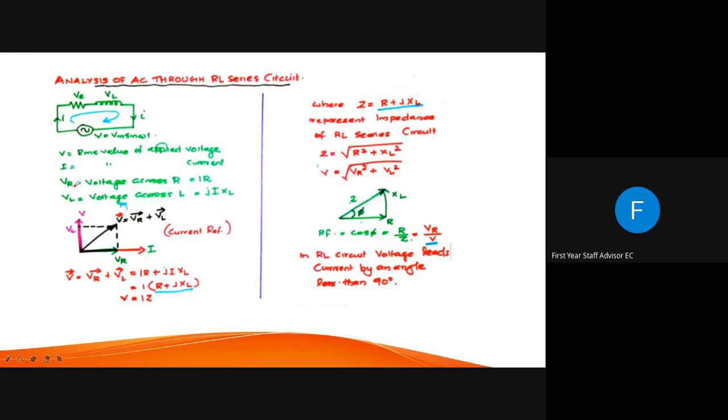And VR is the voltage across the resistor. So there is a resistor, you can see that. The voltage across this resistor is VR, and the voltage across the inductor is VL. Okay, we understood till that.